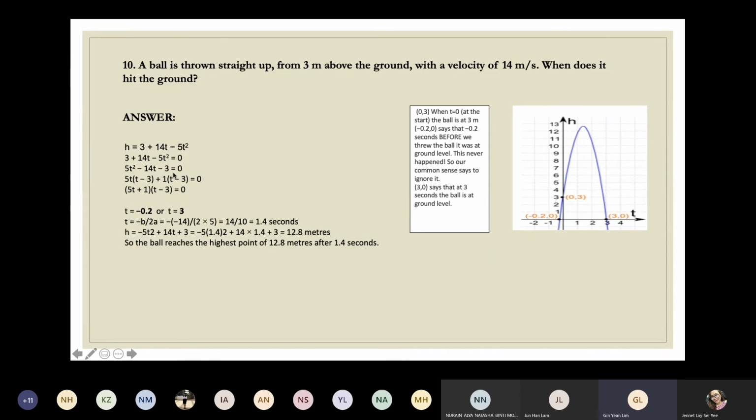Then after this, you try to factorise it, or you can just directly press the calculator, and you form (5t plus 1) times (t minus 3) equals to 0. So after this, you'll get t equals to negative 0.2. Look carefully at the negative and positive sign, and t equals to 3 from the equation you formed above. So t, you can see there, t equals to negative b over 2a, which will be equals to negative (negative 14). Remember the negative sign in front of 14. 14 over 2 times 5, 5 is the a, and we get 14 over 10, which is 1.4 seconds.